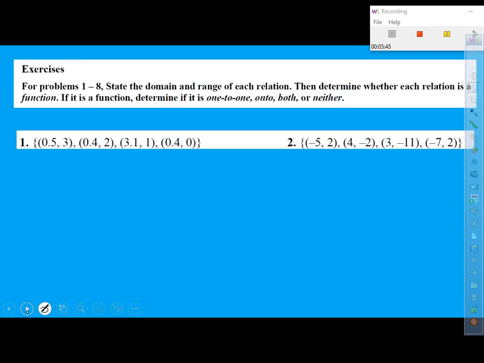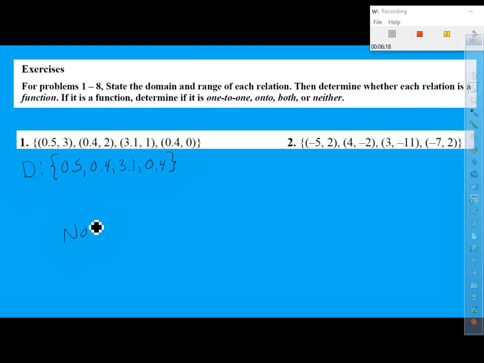Now, jump over to yours now. What I'd like to do is state the domain and range, and then that's all I want to do on these. I need to change my direction. So on number 1, the domain is just the x value. So capital D colon, parenthesis, 0.5, 0.4, 3.1, 0.4. It's okay if you list that twice. If you caught it and didn't want to, don't do it.